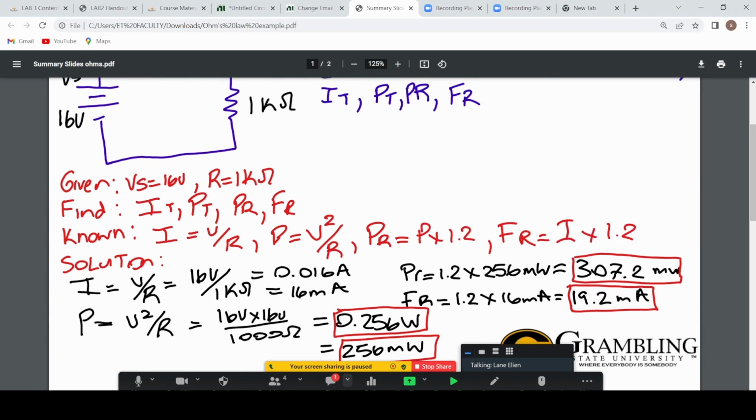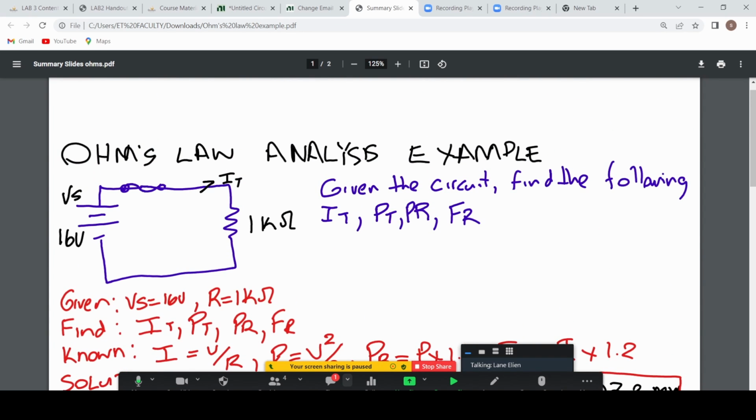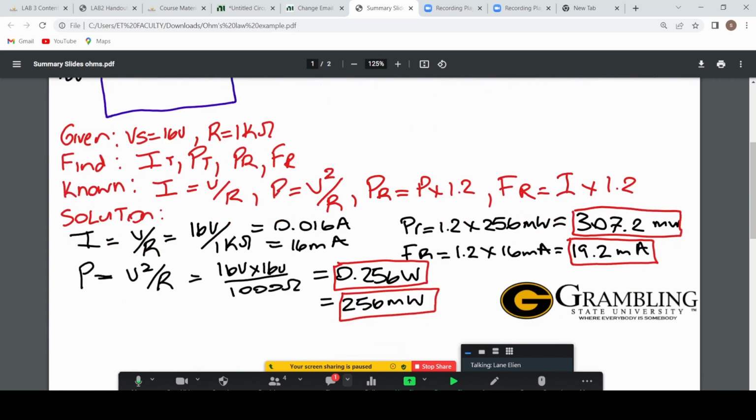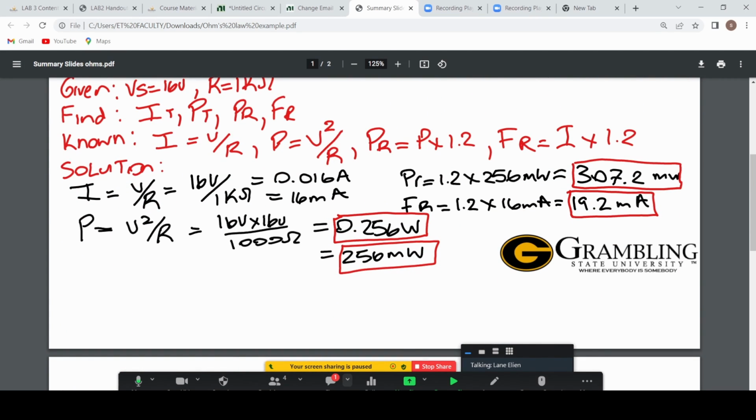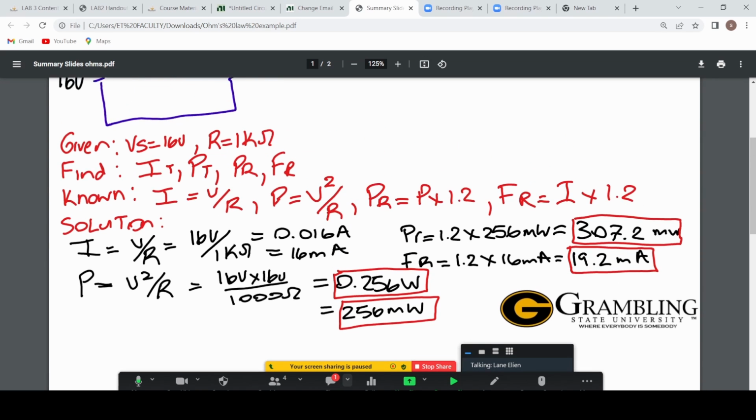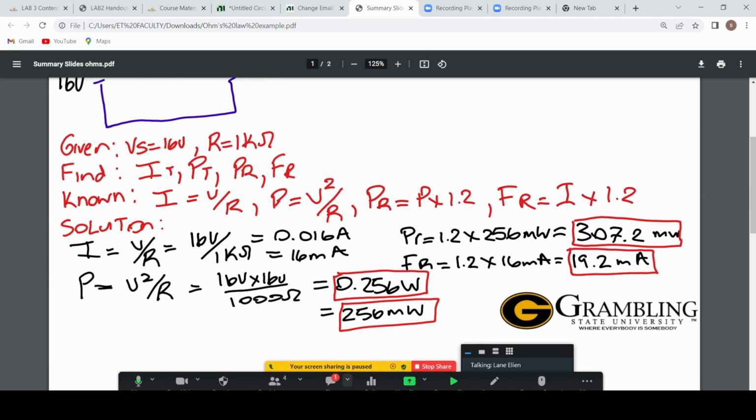Okay, FR stands for fuse rating, and the fuse rating is normally the total current in the circuit times a safety factor of 1.2, right? So the current times 1.2 is going to be our fuse rating. So here we have the known. What do we know? Okay, we then write the equations that relate our inputs to what we are told to find.